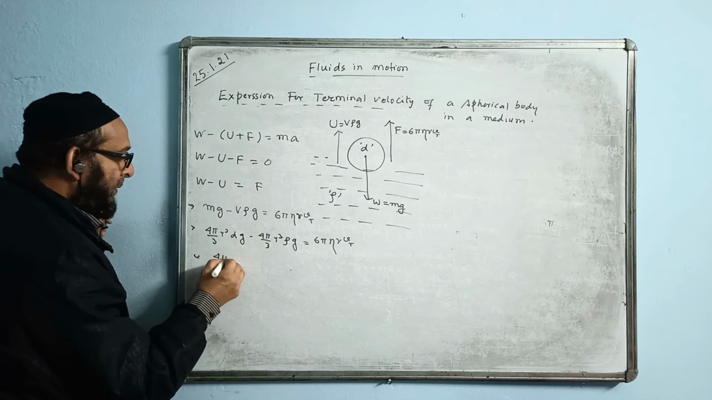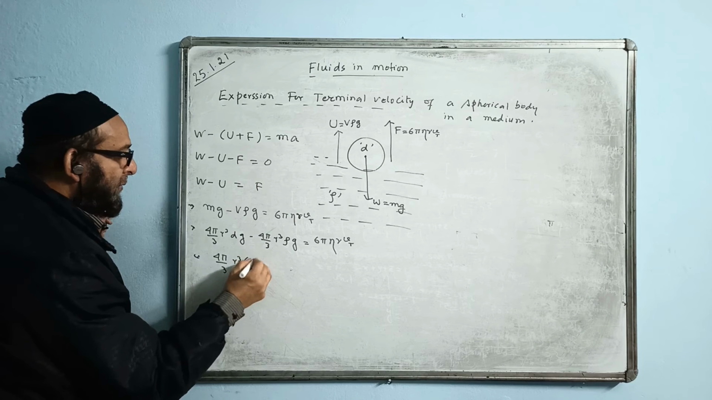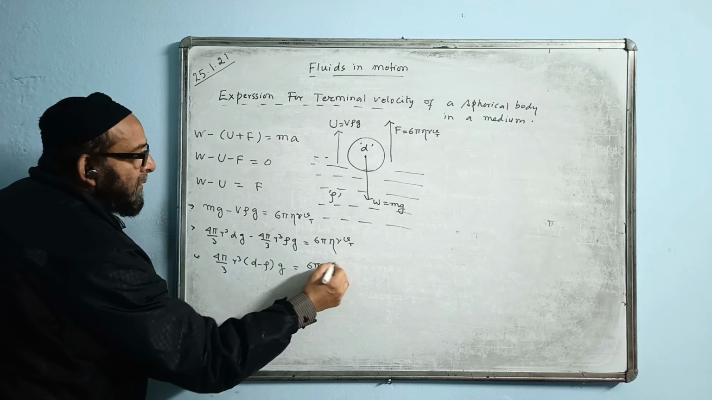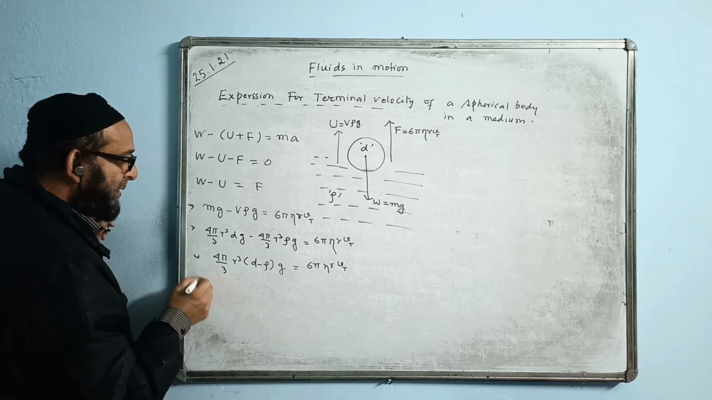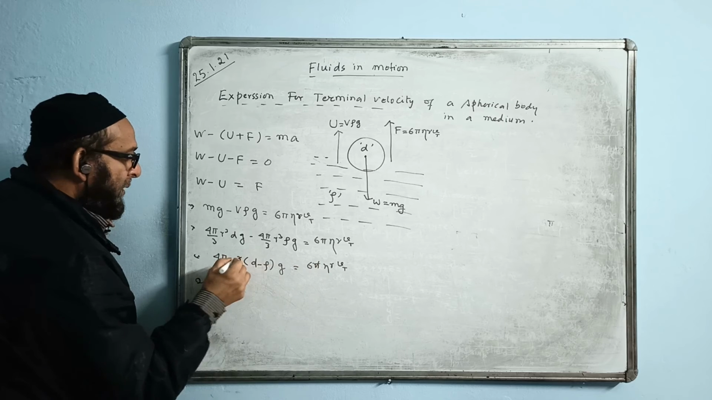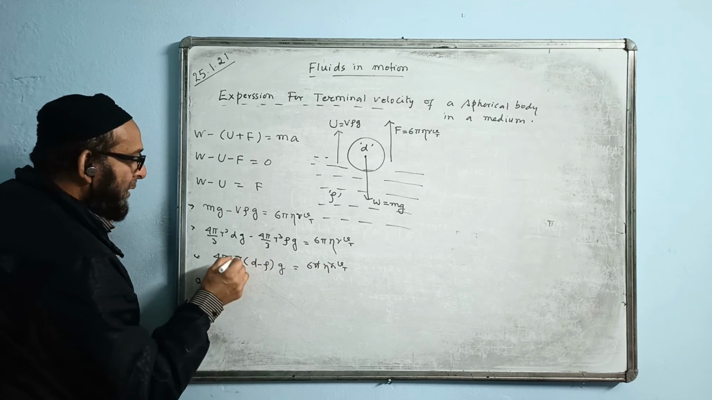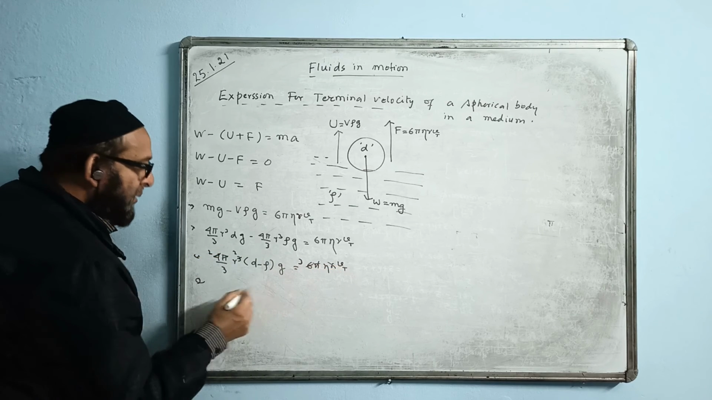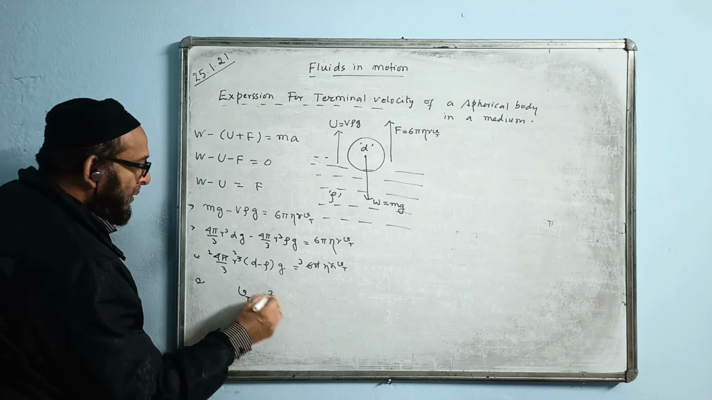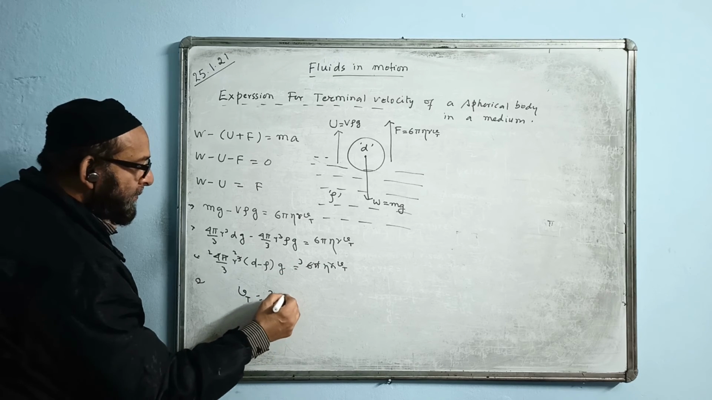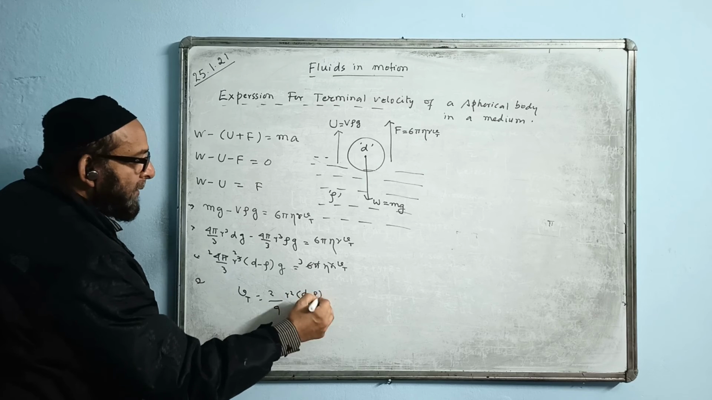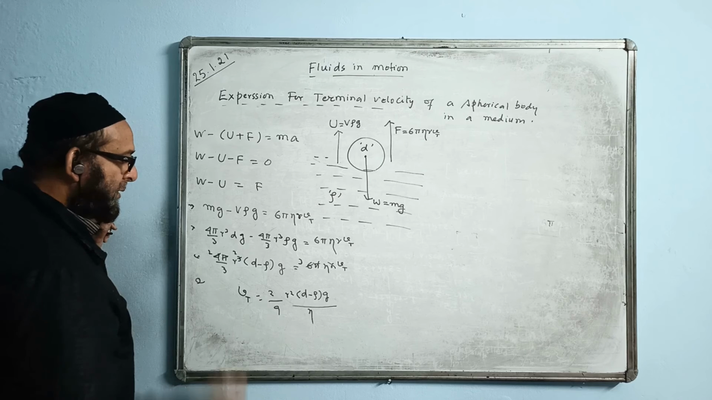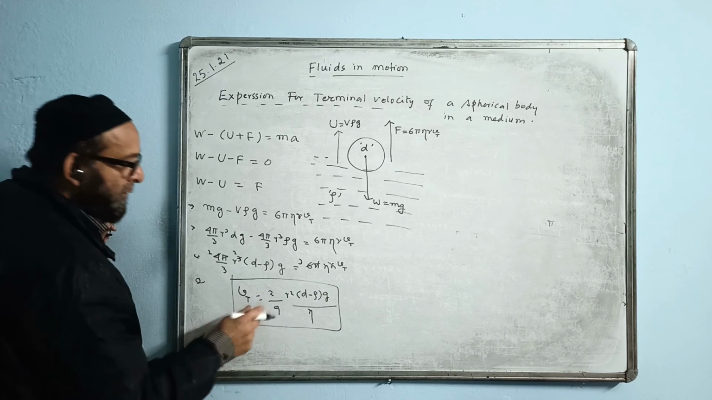We take 4/3 πr³ common. Here we have (d − ρ)g equals 6πηr vt. Let us cancel: π and π cancel, one r and r³ cancel, r² is left, and the 2's and 3's also. You can make vt the subject of the formula. The value of vt will be 2/9 × r²(d − ρ)g/η. This is the expression for terminal velocity.